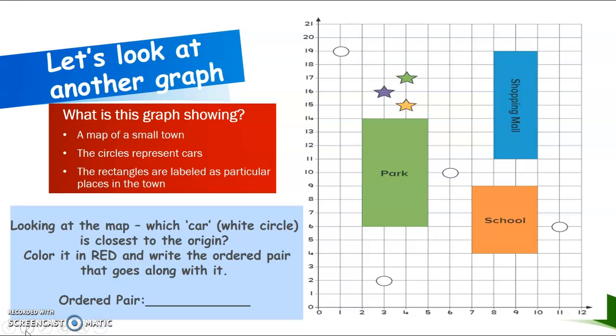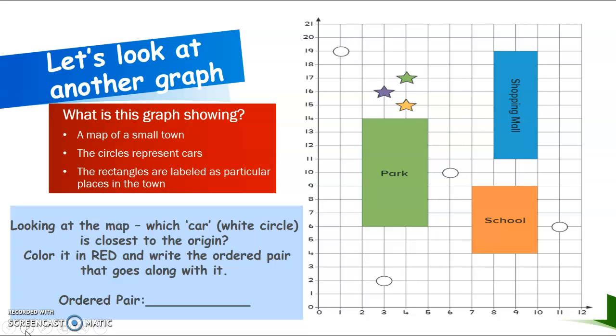Here's kind of a more real world application. So what's this graph showing? It's showing a small town. The circles represent cars, and the rectangles are labeled as particular places in the town: the park, the school, the shopping mall. So looking at the map, which car is closest to the origin?